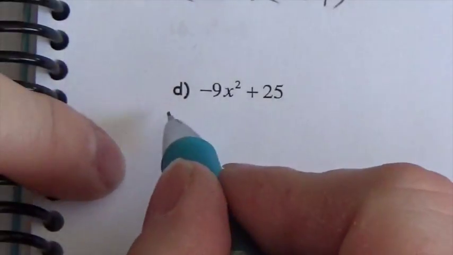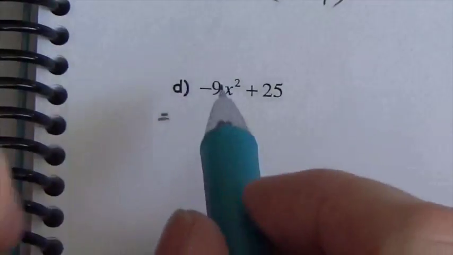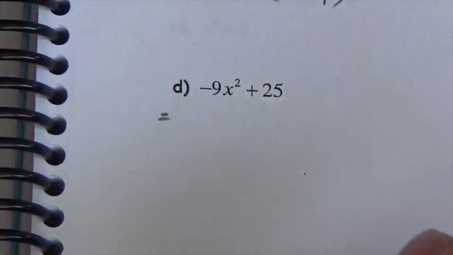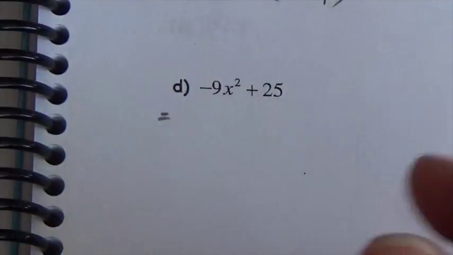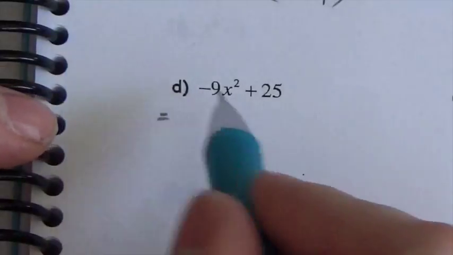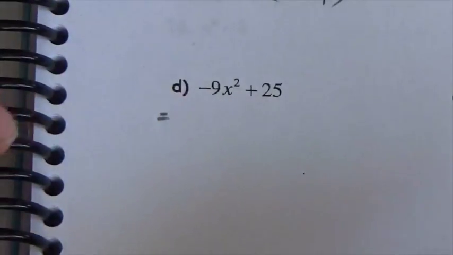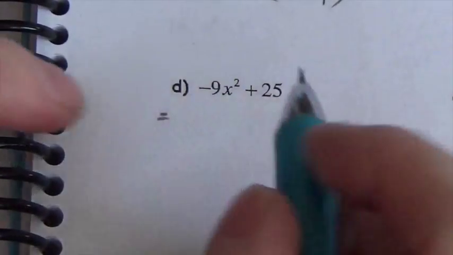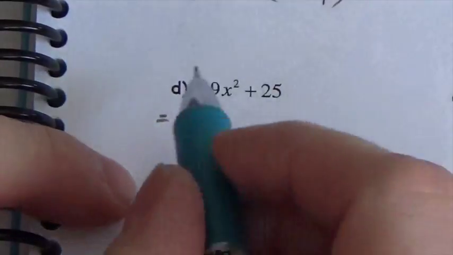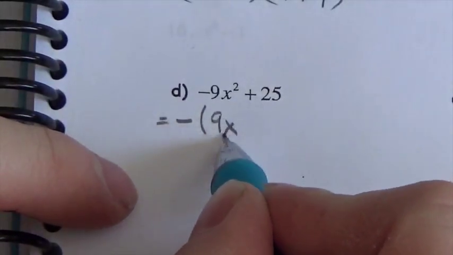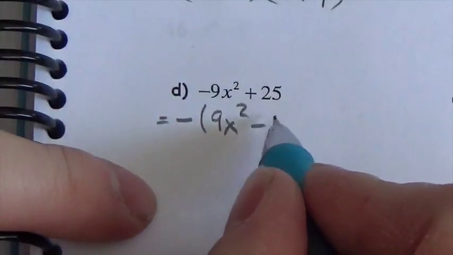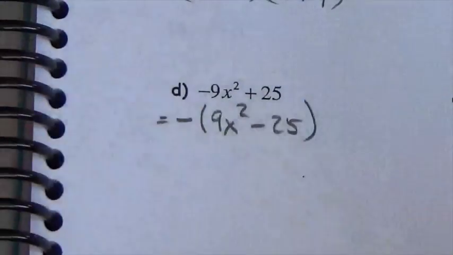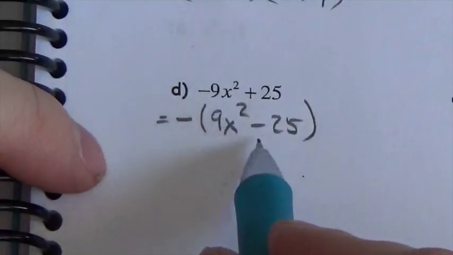Okay, now, negative 9x squared plus 25. Well, this is not exactly pretty. Having that negative out front like that is a little awkward here. What I'm going to do to make this look a little bit better is take that negative out. So I'm still going from the highest degree term to the lowest degree term, but I took a negative out of both those terms. So I get negative, parentheses, 9x squared minus 25.